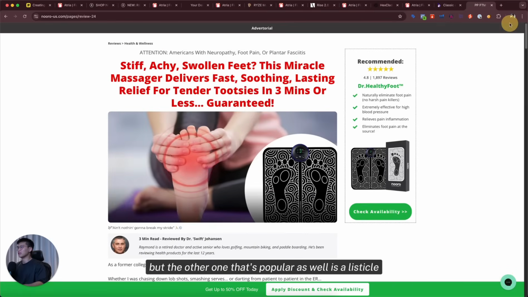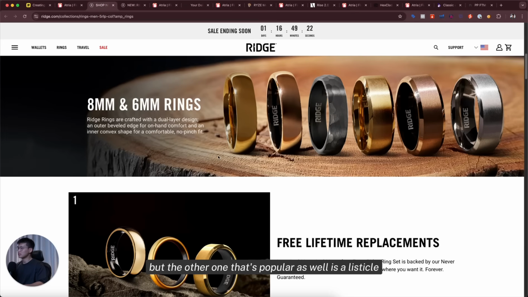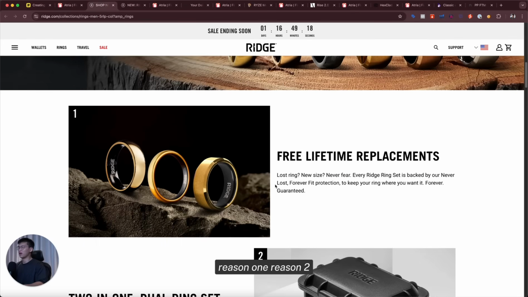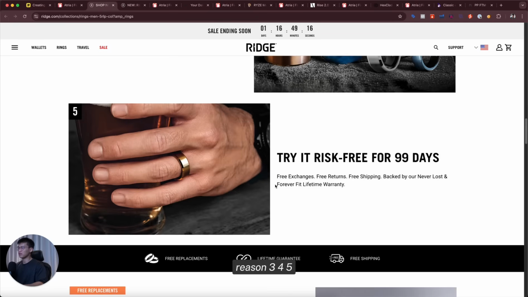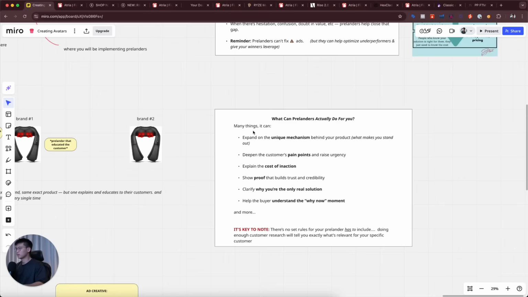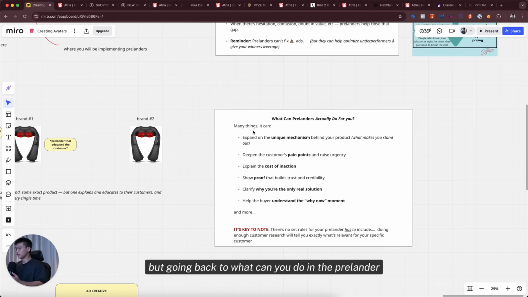But the other one that's popular as well is a listicle. A listicle pretty much is just a few reasons why you need to purchase. Reason 1, reason 2, reason 3, 4, 5. Of course, these are the most common ones, there are a bunch of different variations as well. There's no magic format that's going to convert the best. I'll show you in the next slides when you should decide what type of pages you should actually create. But going back to what can you do in the Prelander to convince someone to purchase even more?